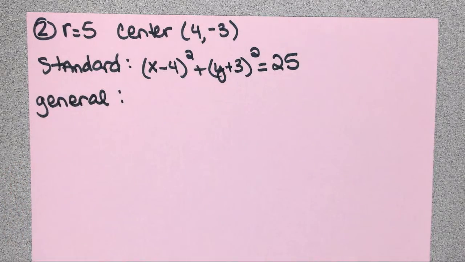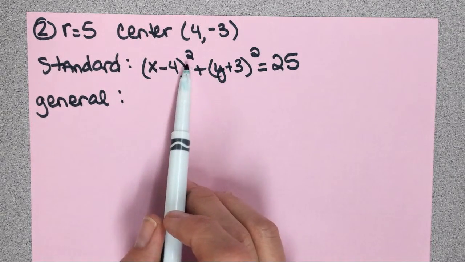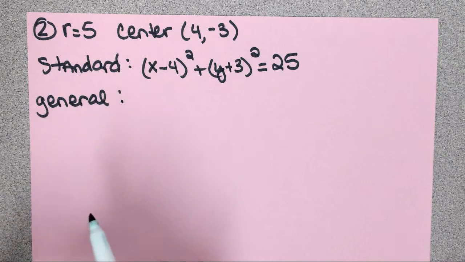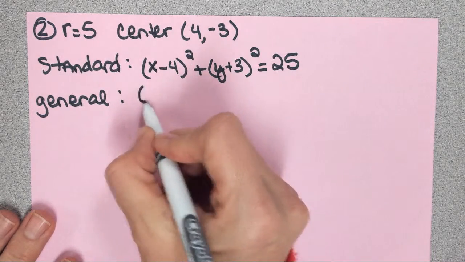No. All right, general form. Now remember, general form is where you have to get rid of the parentheses. This is the part that's not difficult, but you're not going to like it. To get rid of the parentheses, what does it mean if it's squared? It's times itself.